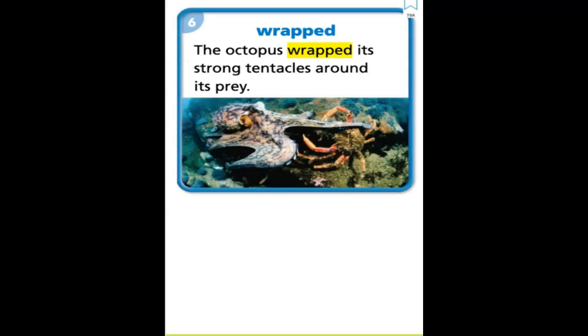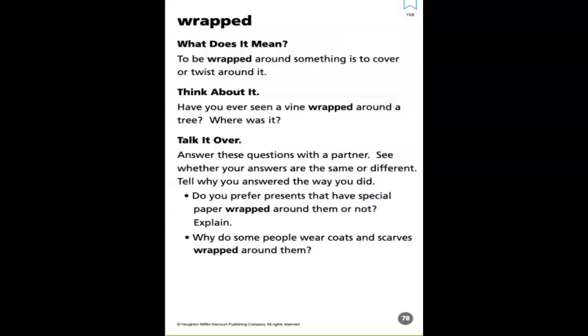Number 6, wrapped. The octopus wrapped its strong tentacles around its prey. What does it mean? To be wrapped around something is to cover or twist around it. Think about it. Have you ever seen a vine wrapped around a tree? Where was it?